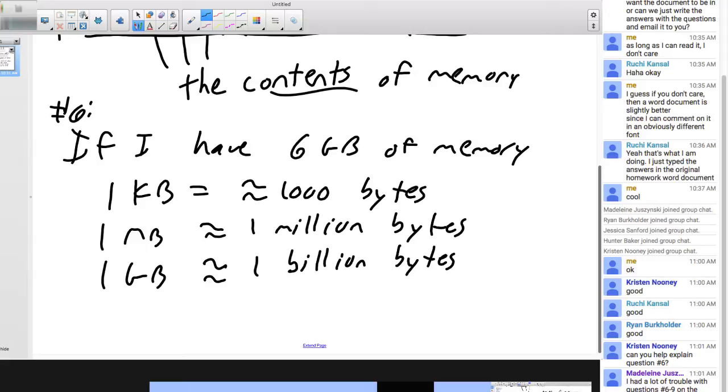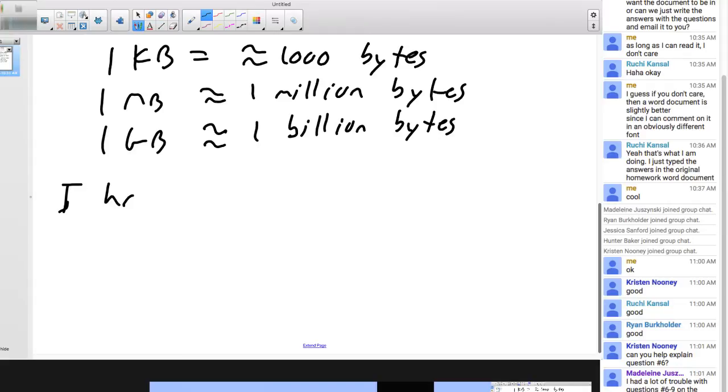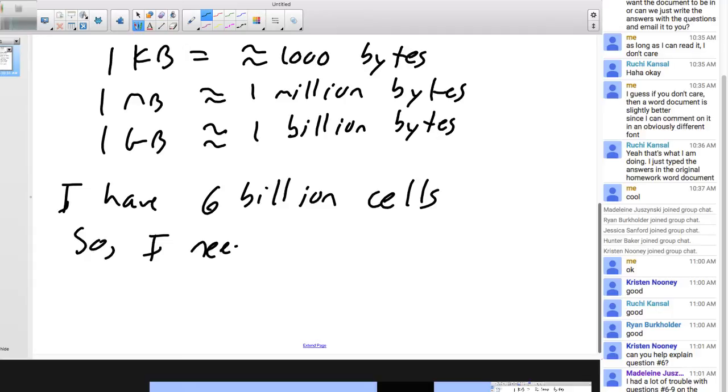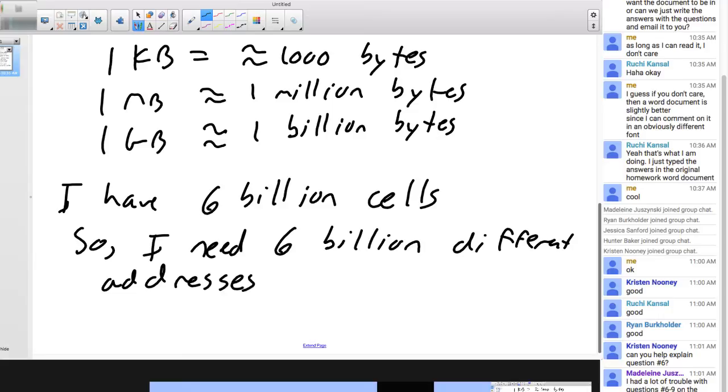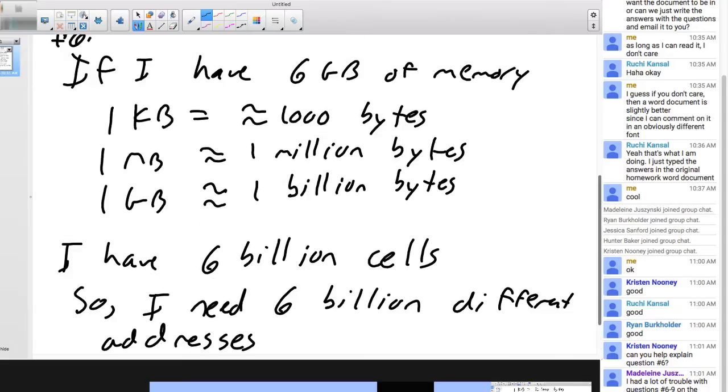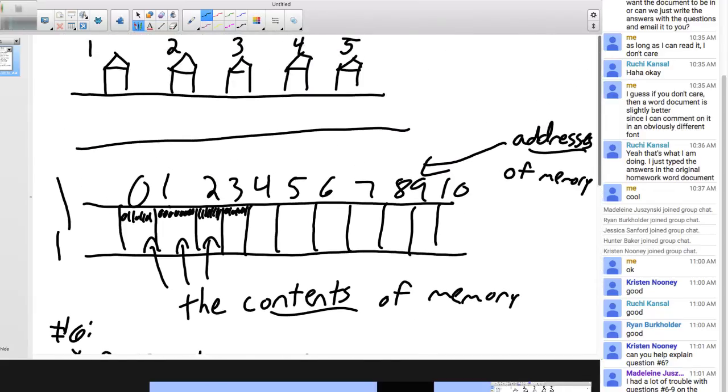Another way of saying I have 6 gigabytes of memory is I have 6 billion cells, 6 billion slots in memory. Every slot needs an address. So I need 6 billion different addresses. I'm not going to draw them all, but imagine if this chart up here had, instead of 0 through 10, 0 through 6 billion. And nobody wants to watch me draw 6 billion things, so I'm not going to.